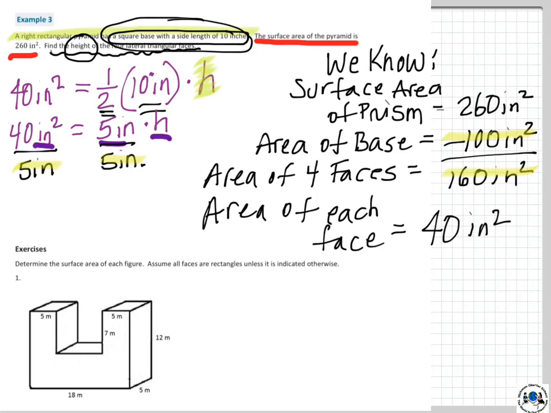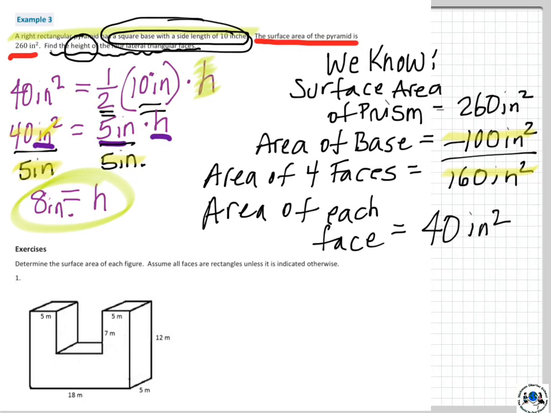So now I'm dividing square inches by inches, and when I do that, I will get an answer in inches, because when you multiply inches times inches, you get square inches. Therefore, when I put that 5 inches underneath this 40 square inches, my answer will be in simple inches, which would be 8. So 8 inches equals h, which means the height is 8 inches.